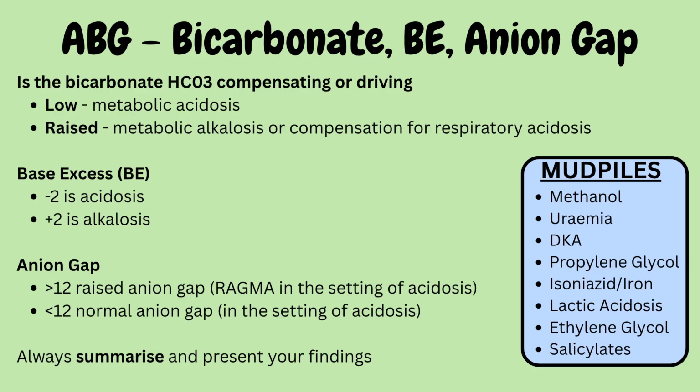So just for an example, let's say our pH is 7.25, so that's acidotic. Let's say our CO2 is 3.5, so that's pretty low. So the CO2 really isn't driving this acidosis. But then if we look down at the bicarbonate, let's say that it's 15, so that's low. And so that'll be a low bicarbonate causing an acidosis, so that'll be a metabolic acidosis.